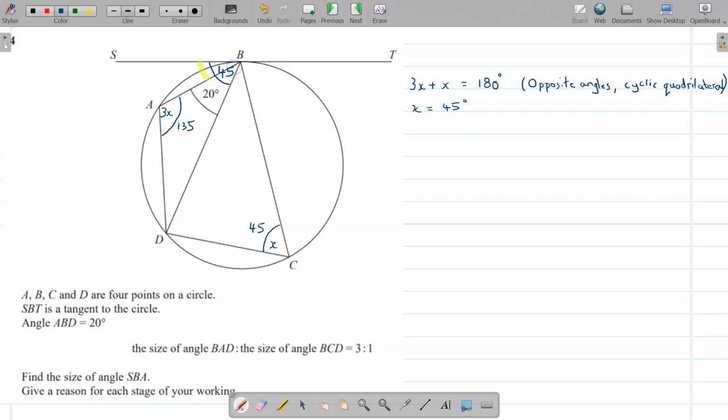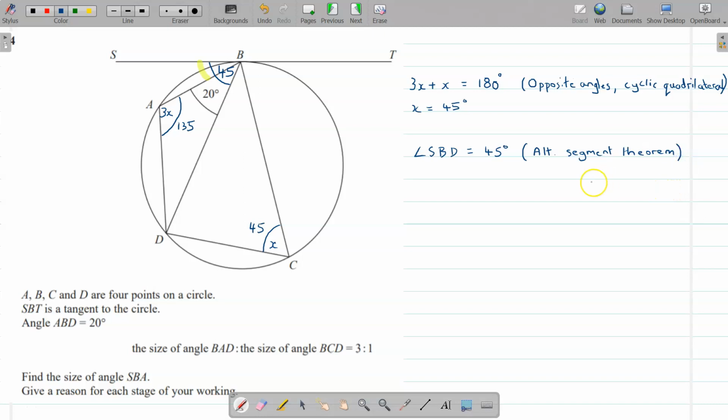That's because it's the alternate segment theorem. So what I'm going to do here is say that angle SBD equals 45 degrees, and the reason I'm able to say that is it's the alternate segment theorem. That's the reason I must give to get the marks for this question.